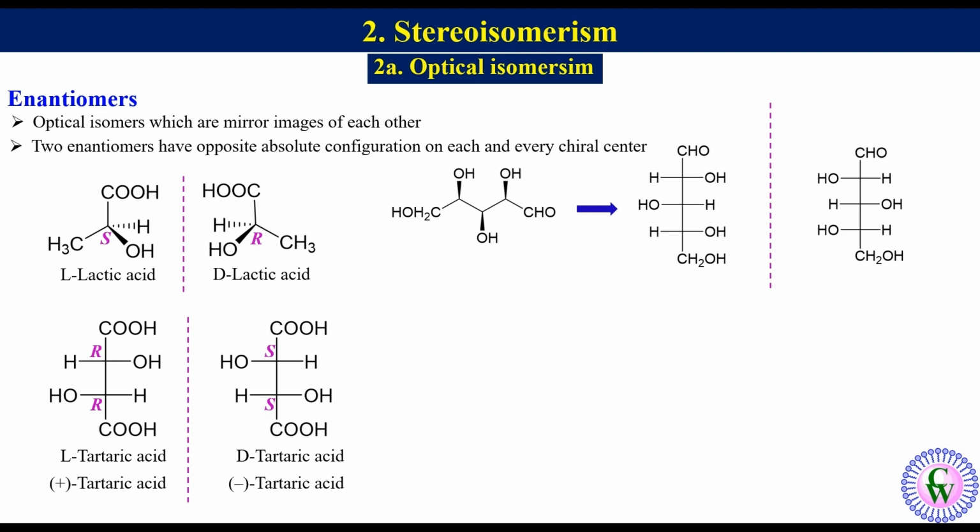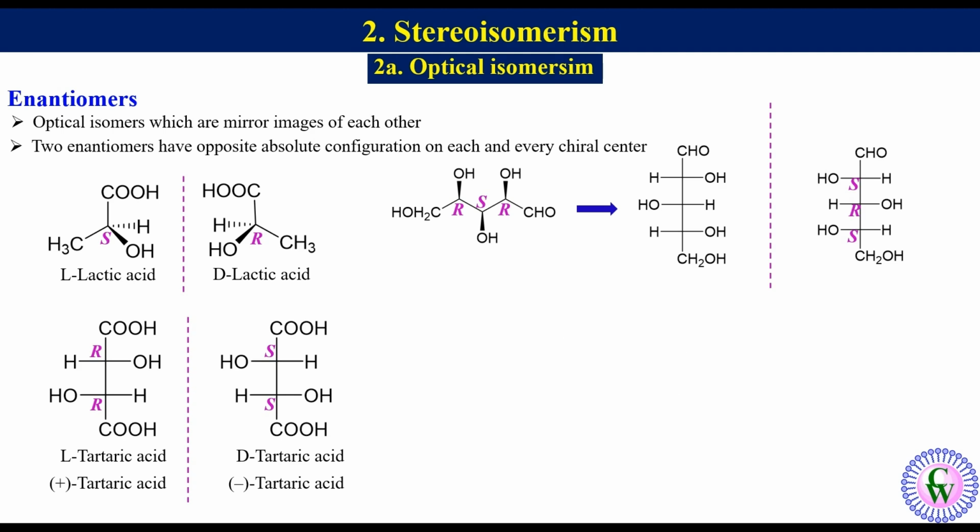The configuration in the left side compound is 2R, 3S and 4R, while in the right side compound it is 2S, 3R, 4S. Here we can see that these two have opposite configurations on each chiral center, so they are enantiomers.